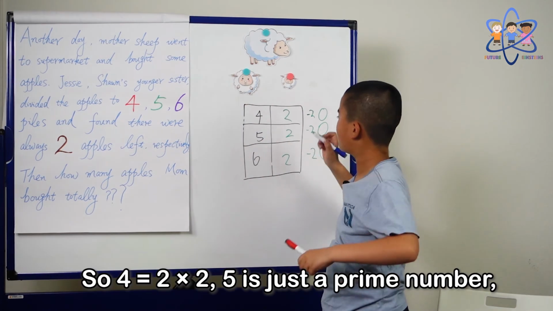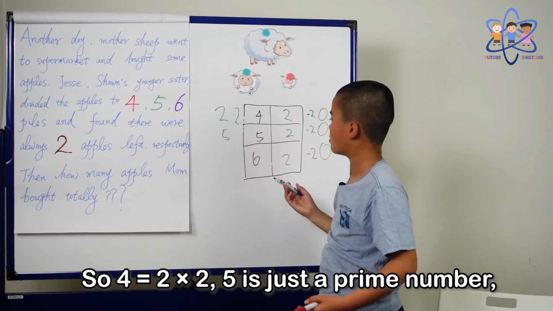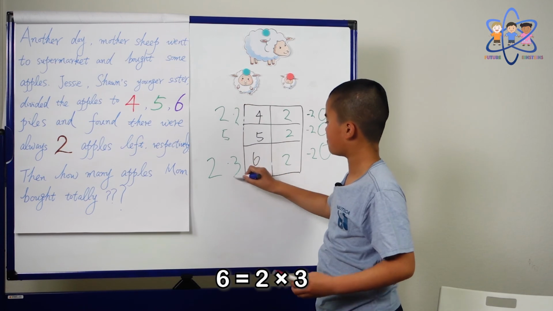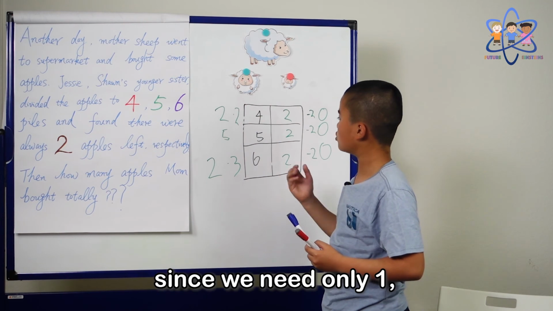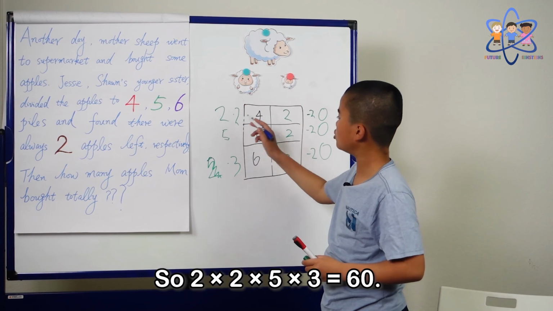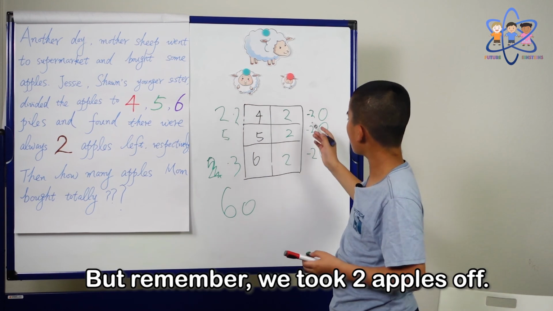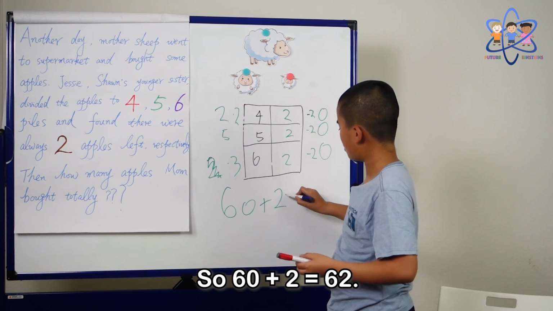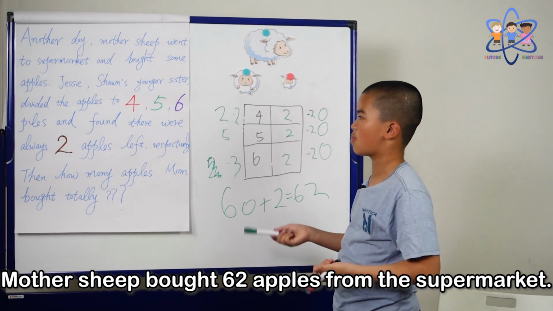But wait a minute. So 4 is 2 times 2. 5 is just a prime number, so we don't need to worry about that. 6 is 2 times 3. But 6 and 4 have a common factor of 2. Since we need only 1, we could eliminate one of them. So 2 times 2 times 5 times 3 is 60. But remember, we took 2 apples off. So 60 plus 2 is 62. Mother Sheep bought 62 apples from the supermarket.